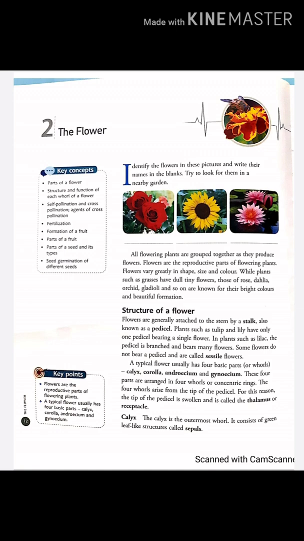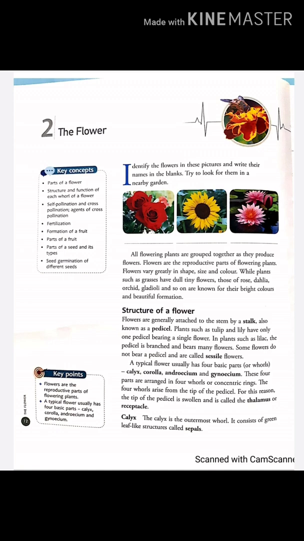Now here is the structure of a flower. Flowers are generally attached to the stem by a stalk, also known as pedicel. Plants such as tulip and lily have only one pedicel bearing a single flower. A typical flower usually has four basic parts or whorls, that are calyx, corolla, androecium and gynoecium. These four parts are arranged in four whorls or concentric rings. The four whorls arise from the tip of the pedicel.